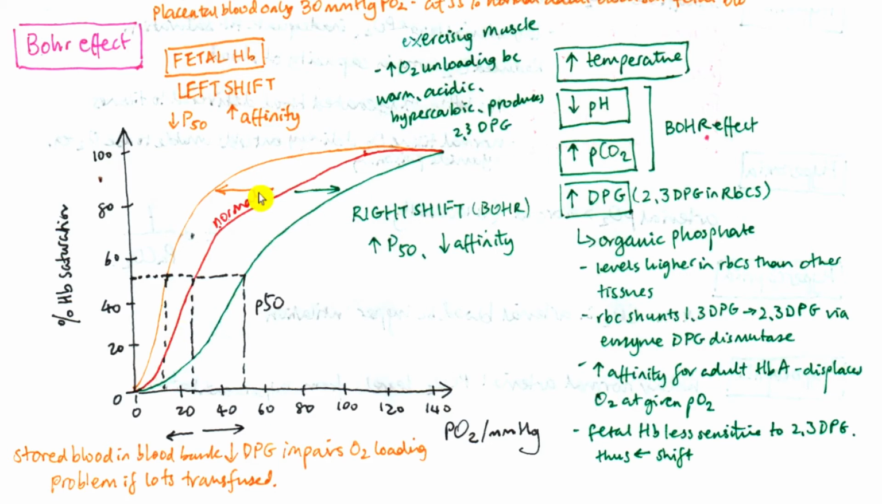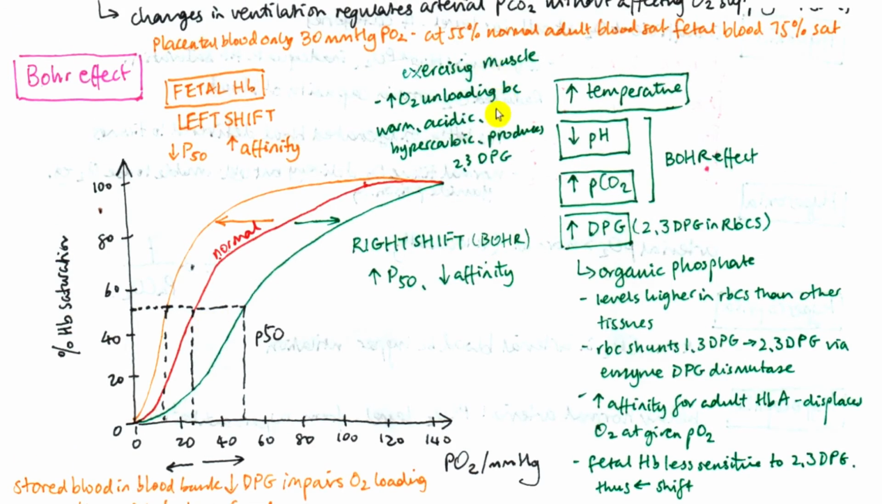Now this is the normal curve, and then in green is a right shift, and depending on what the right shift is caused by, it can be called the Bohr effect. So right shift is in exercising muscle, and oxygen unloading is increased because the exercising muscle has all of these properties. So it's warm, has increased temperature, it's acidic, the pH is decreased, it's hypercarbic, so the partial pressure of carbon dioxide in the exercising muscle is increased because the waste gas production increases from respiration, and it produces a molecule called diphosphoglycerate, or 2,3-DPG, in its red blood cells. And when we're talking about decrease in pH or increase in partial pressure of carbon dioxide causing a right shift, we're talking about the Bohr effect.